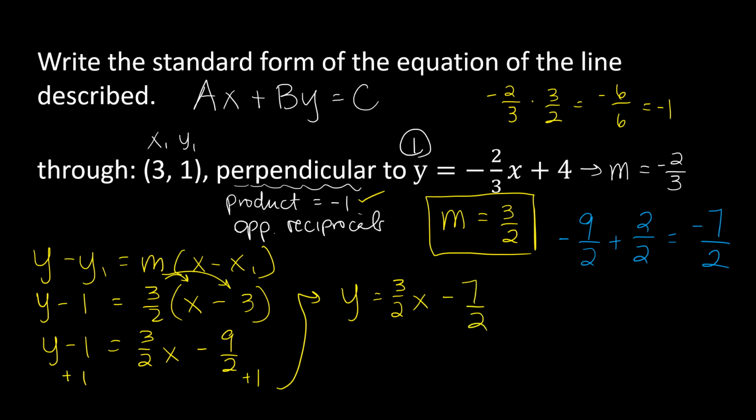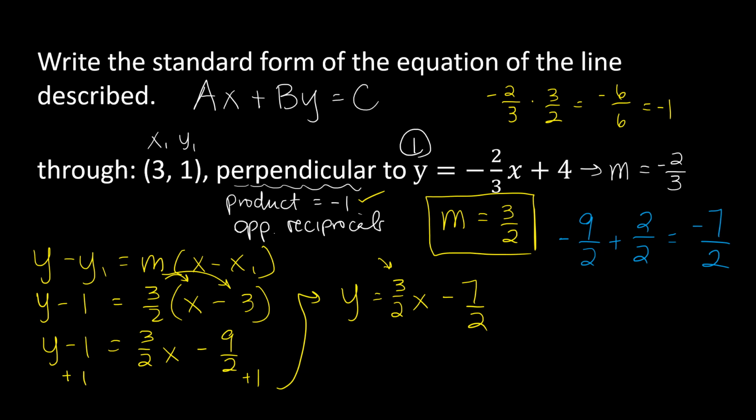But it said here that I want to write it in standard form. But before we write it in standard form, I want to make sure that I have the right slope. And I see that I do here. 3/2 is the right slope that I need. So I can continue.